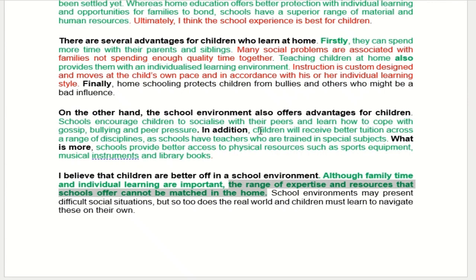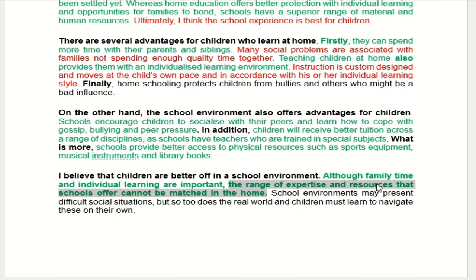So this, in addition, part of it that says children will receive better tuition across a range of disciplines is what has been represented as the range of expertise. This is representing the fact that at schools, children have access to a range of disciplines, as schools have teachers who are trained in special subjects.